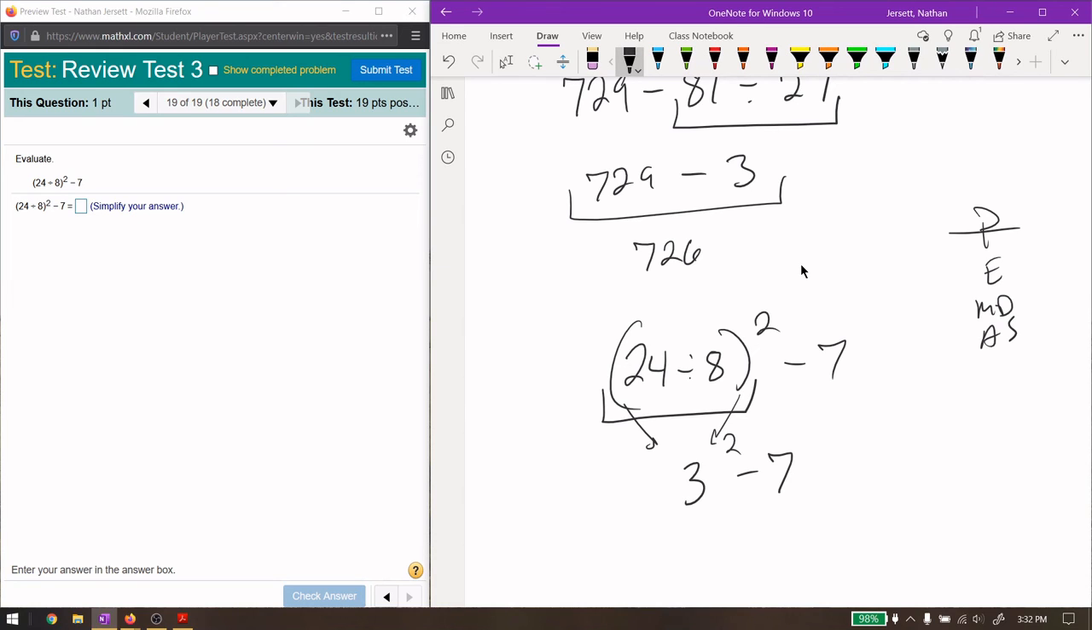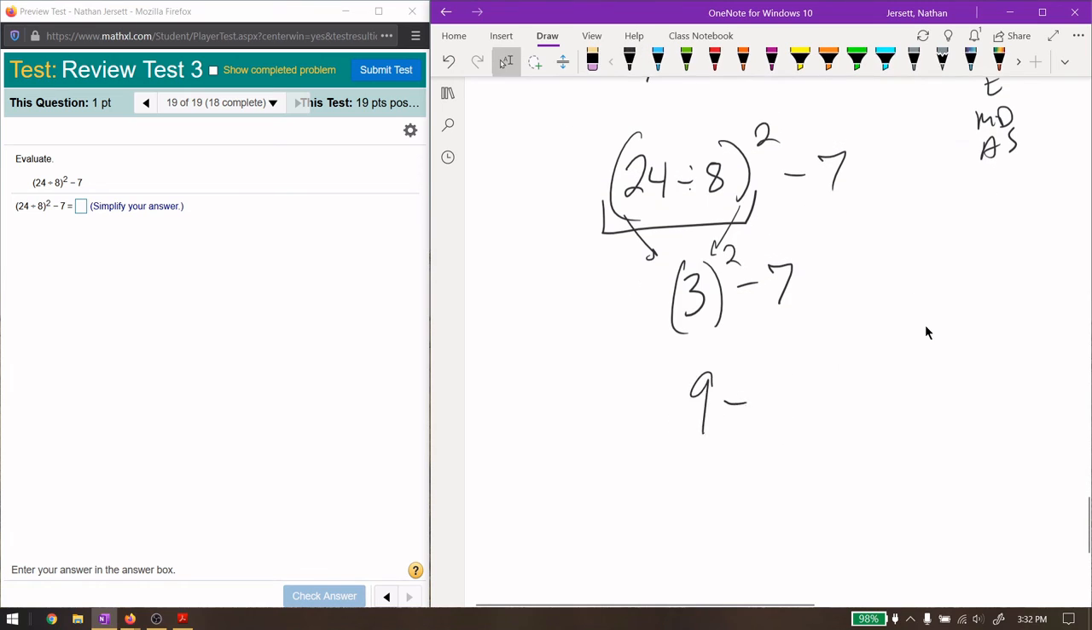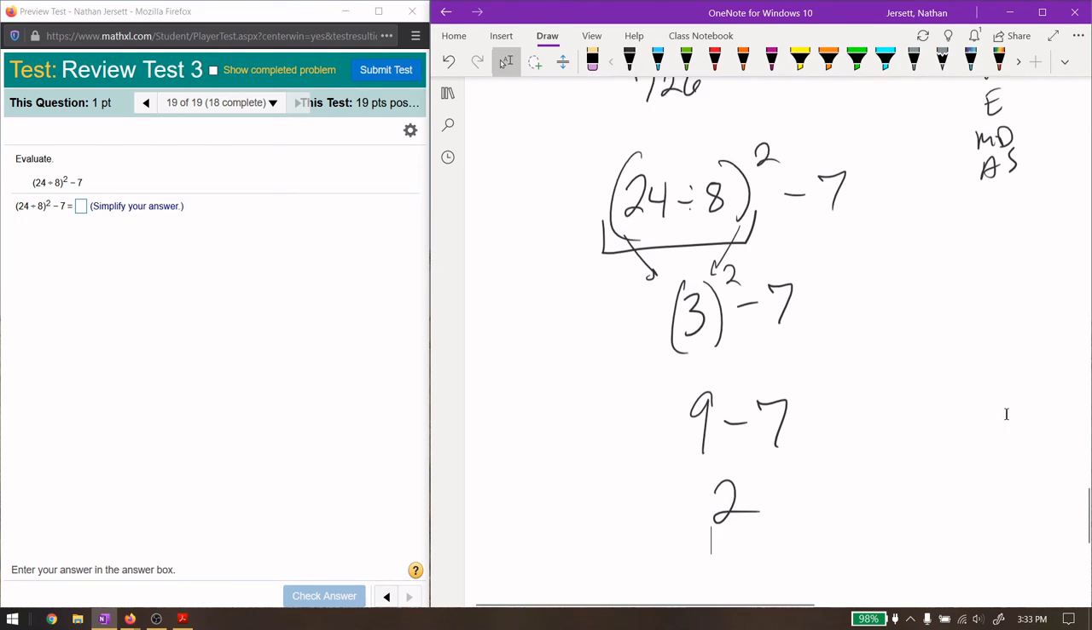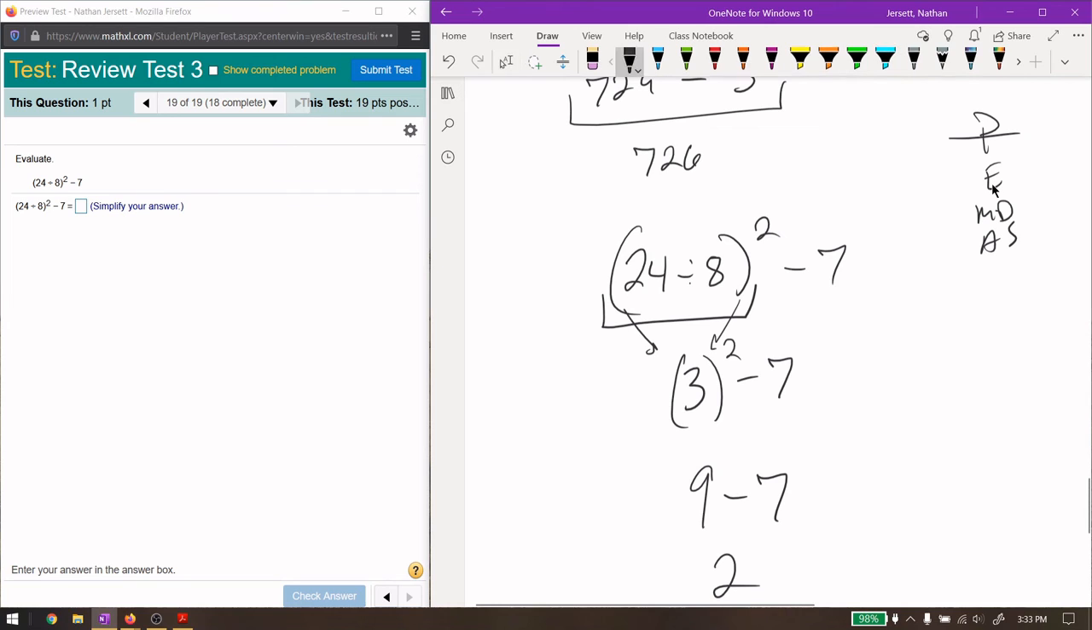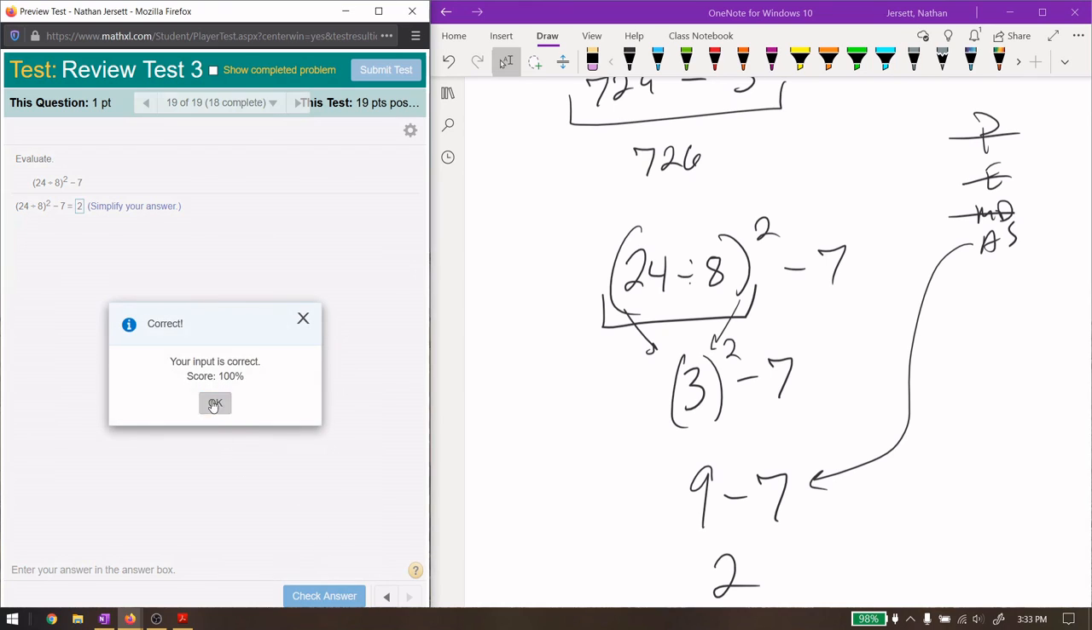Typically, it's good to leave the parentheses in until you do something like squaring it. 3 squared is 9. Now there's really no point, right? Parentheses around that. 9 minus 7 is 2. So we did parentheses. Exponents was the next thing. There was no multiplication or division. So addition and subtraction was the last thing we did there. 2. And that's the last problem.